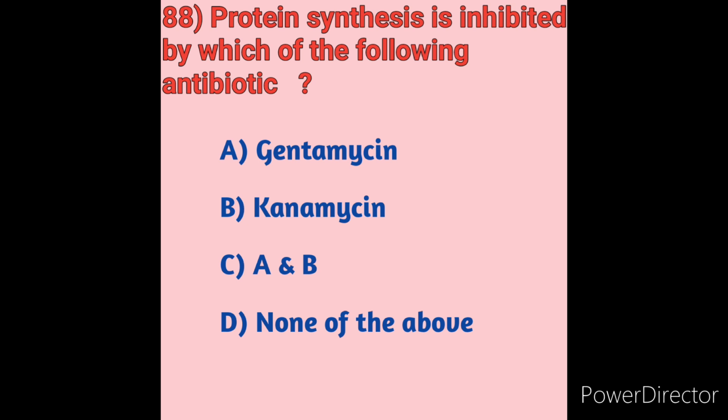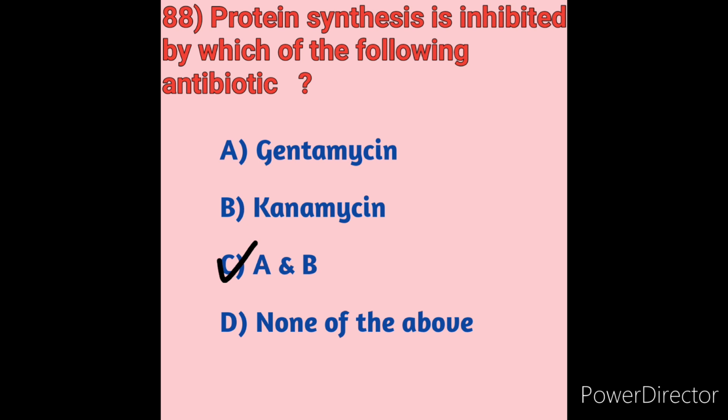So here, protein synthesis is inhibited by which of the following antibiotics? Options A and B, gentamicin and kanamycin, is the correct answer. Along with these, streptomycin, tetracycline and aminoglycosides and streptomycin. These all are antibiotics that inhibit protein synthesis.